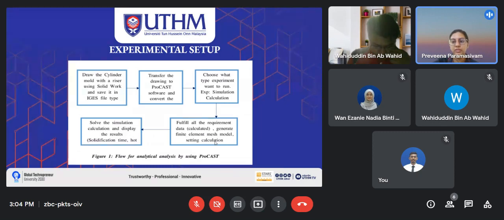And we have to choose what type of experiment we want to run on the cylindrical model, for example, simulation or calculations. All the required data will be calculated after generating the finite element mesh model and setting the calculation parameters that we are going to use, and the simulation calculation will be displayed as a result. The result will include important outcomes like solidification time, hotspots, and so on.